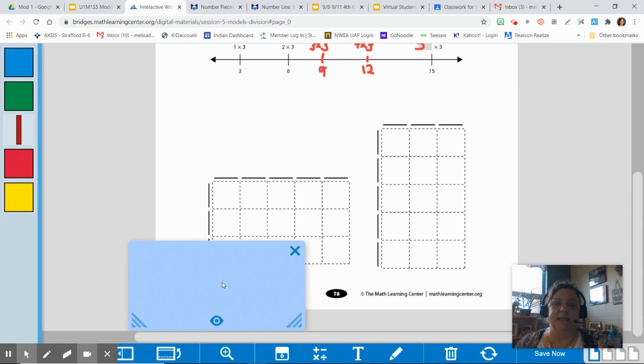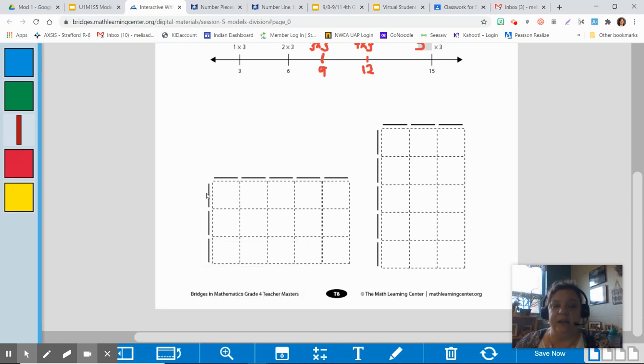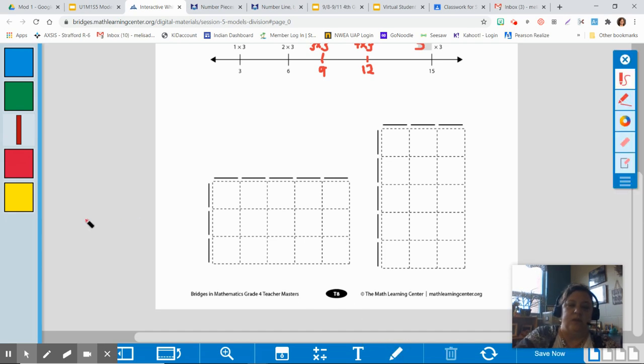So if I build that, let's just get rid of that. If I build that, I've got 3 times 1, 2, 3, 4, 5 to get 15 total. So I would have 3 times 5, which gives me a total of 15. And that's my area model.